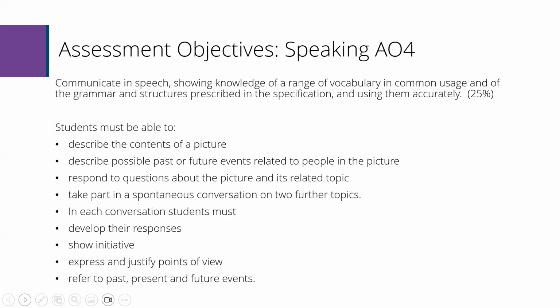And assessment objective 4 then is speaking. So this is about communicating in speech and showing knowledge of a range of vocabulary in common usage and of the grammar and structures prescribed in the specification, and also using them accurately. So students need to be able to describe the contents of a picture. They need to describe possible past and future events related to people in the picture. And that's, what do you think they're going to do next? What do you think they did? What have they just done?